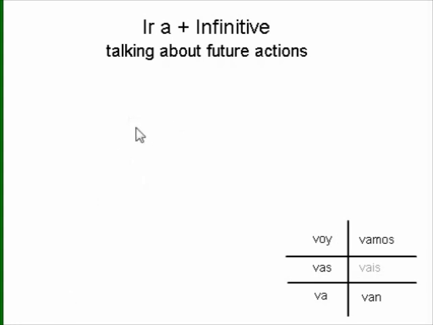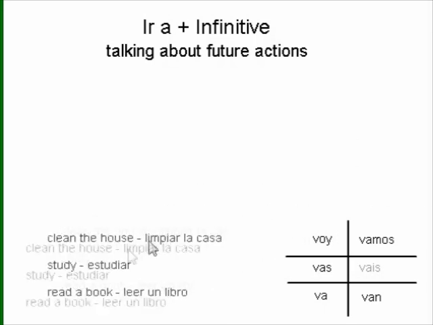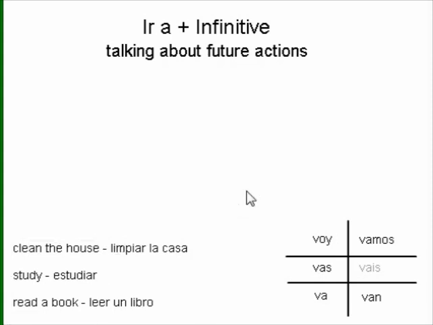So again, our three parts to talk about things that we're gonna do are a conjugated form of the verb ir, the word a, and an infinitive, a verb in its original form. Let's put a couple of example activities on the screen here. Clean the house, study, and read a book. And we'll use those examples to write some sentences.